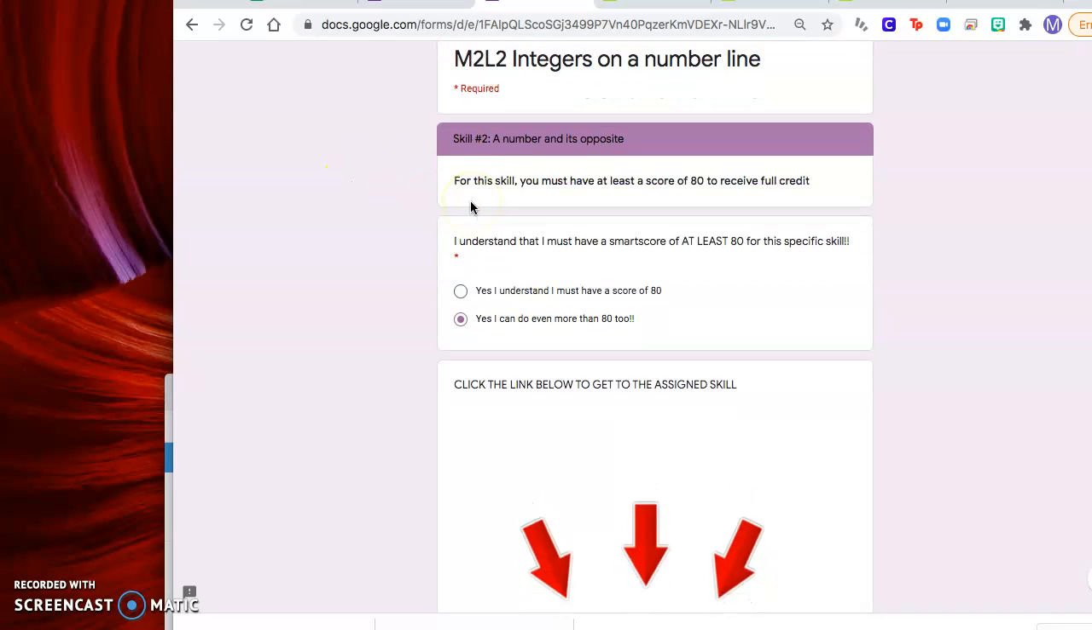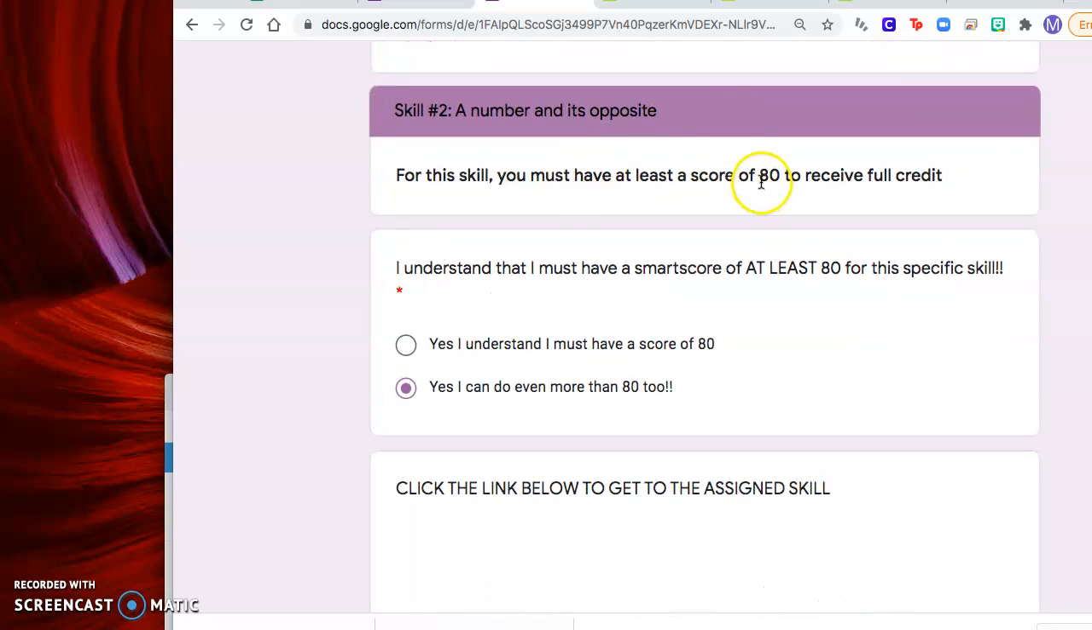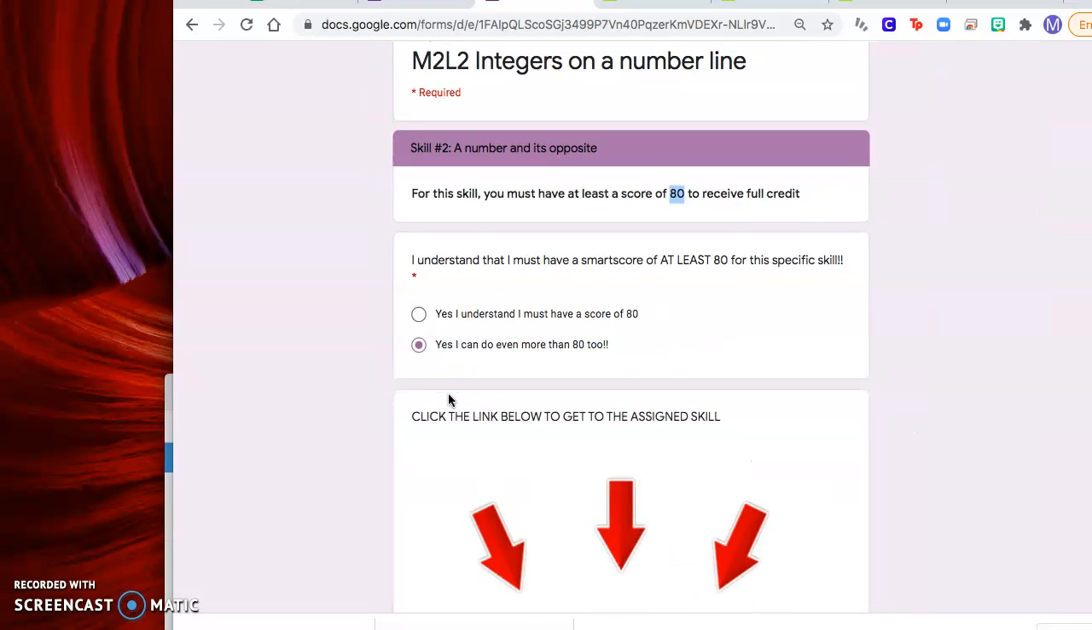Alright guys, so now we're going to do scale number 2. And for scale number 2, basically you're finding two things: a number and its opposite, but also a number and its absolute value. So the first thing is you need to make sure that you have a score of at least 80 to receive full credit. And honestly, most of you can do even more than 80.